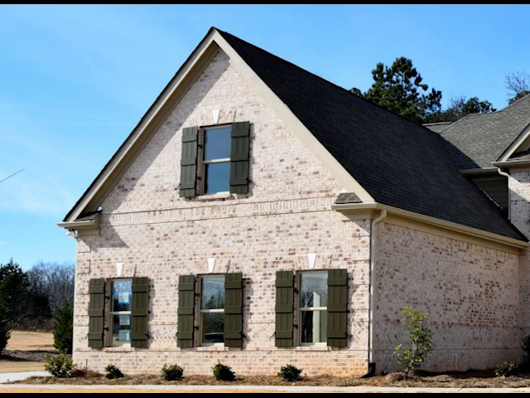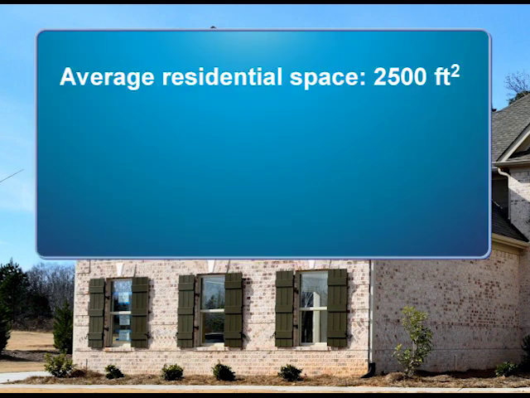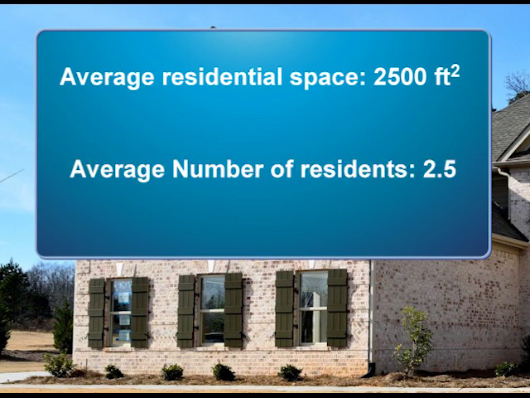Residential spaces have different considerations. As before, let's start with some basic statistics. The average size of a residential space in the US is about 2,500 square feet. The average number of people per household is about 2.5. This means an average of 1,000 square feet per person, a lot more space than in an office. Let's model this on a grid.